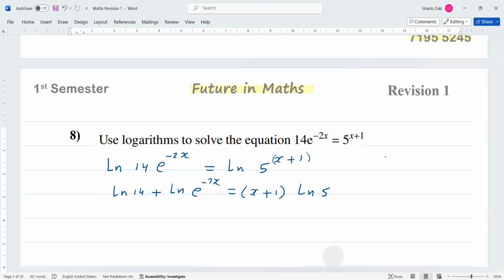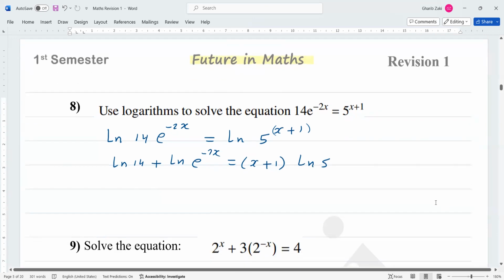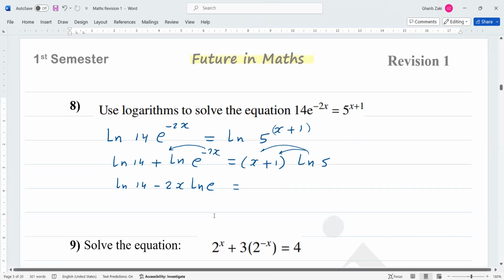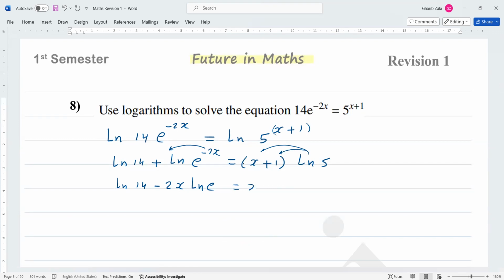Solve, it means find the value of x. Complete with me. ln 14. Now, negative 2x comes in front of ln, so it will be negative 2x ln e. ln e equals 1. Distribute ln 5 over the bracket. Then it's x ln 5 plus ln 5.